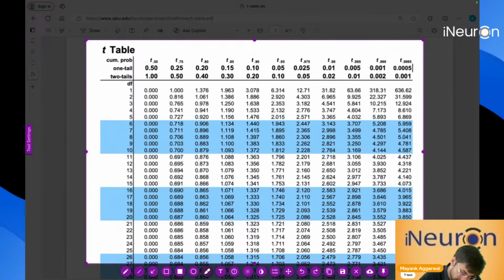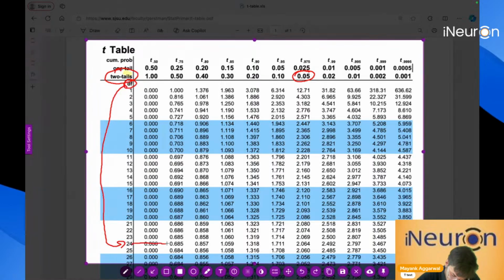So see everyone, it's a two-tailed test. We have made sure of this, that this we know. Let me change the color to red. It's a two-tailed test. Now here in this two-tailed test, the value we have already seen that it is 0.05, and degree of freedom we have calculated to be 24. Now let us go forward and see where they are meeting. So this is our value, everyone, 2.064.